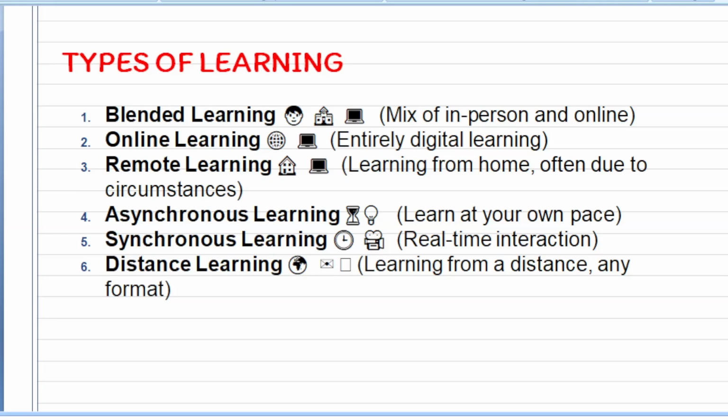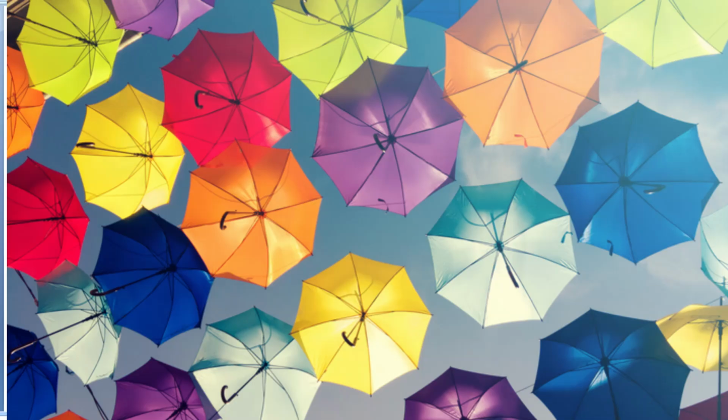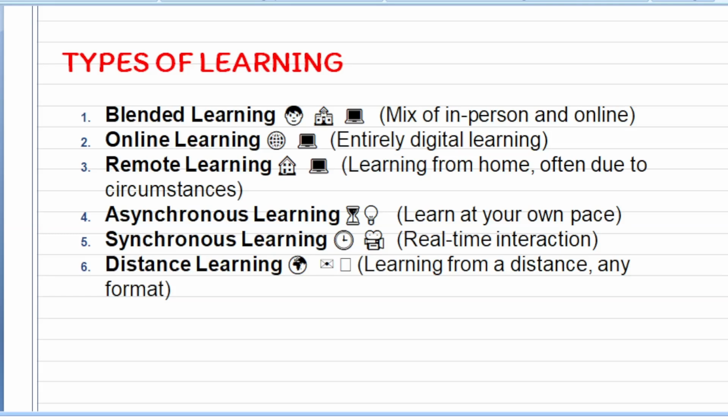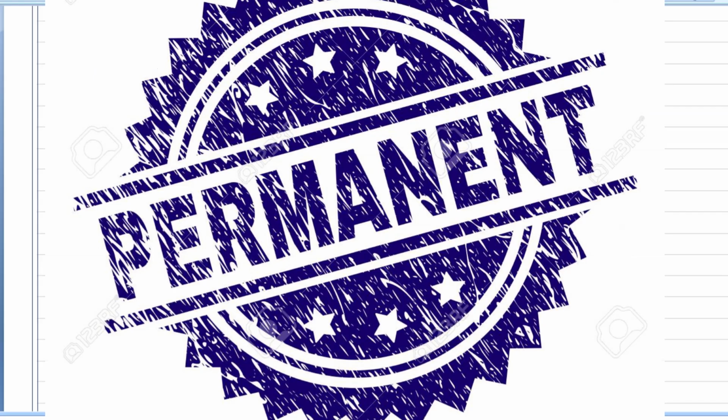So here we go. You can see here blended learning, that means a mix of real-time learning and online learning, or you can say face-to-face learning and online learning. Then what about online learning and remote learning? You might think these are the same things. Of course not, these are completely different. Online learning is completely or entirely digital learning. For example, it can be teaching, it can be learning, it can be e-commerce. That is completely online for the whole time period, from the beginning to the end. This is completely online.